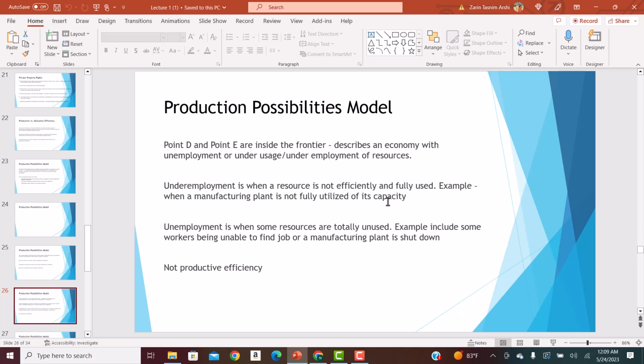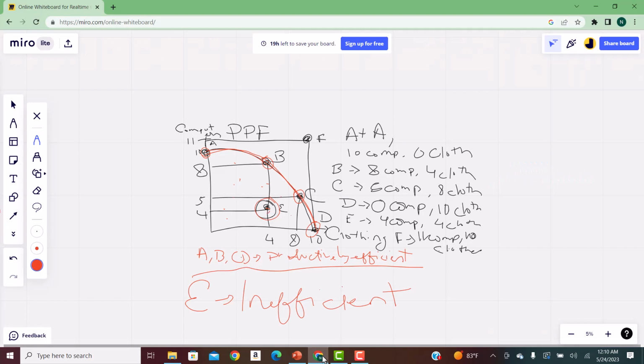Now, the other reason for inefficiency is unemployment, which is resources that are totally unused. Examples include some workers being unable to find a job or a manufacturing plant being shut down. So if there are some labor or manufacturing workers that are not hired, then we are not maximizing the output needed. That's why we're going to have a point below the curve such as E, which is 4 computers and 4 clothes, and this is not the maximum combination possible. This is inefficiency and there is room for improvement. We can employ more resources in order to increase to maximum output. So point E is not productively efficient, it is inefficient.